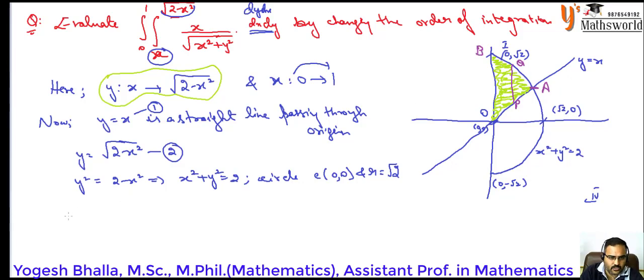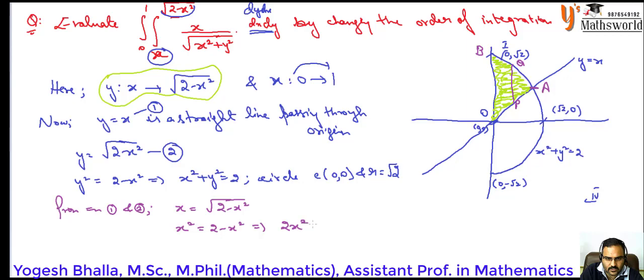Okay, so from equation 1 and 2, y is equal to x and y is equal to this part, so that means x is equal to root of 2 minus x square. Squaring both sides, x square is equal to 2 minus x square, that means 2x square is equal to 2, so x square is equal to 1, that is x is equal to plus minus 1.